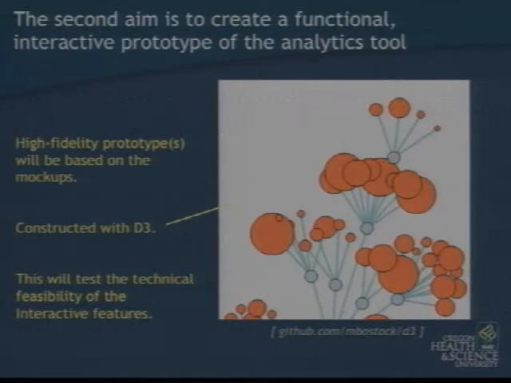Now, based on the mock-ups and their initial evaluation results, I'll develop a functional and interactive prototype for further evaluation. So that satisfies the second aim. And it will help confirm the technical feasibility of putting the interactive features into practice. It'll be a high-fidelity prototype, which in contrast to the low-fidelity one, will be based on software. It'll be functional. It'll be something that users can actually interact with. This prototype will be constructed using a JavaScript library called D3, or data-driven documents.